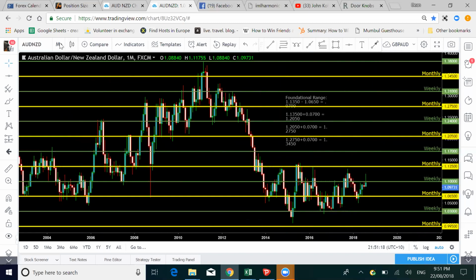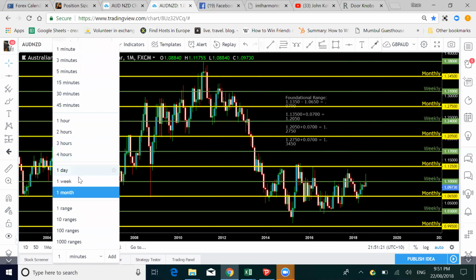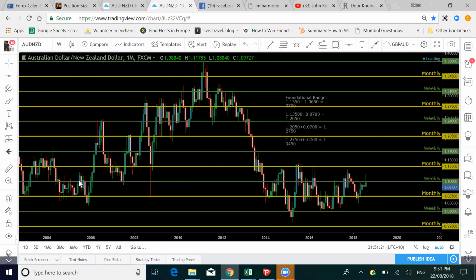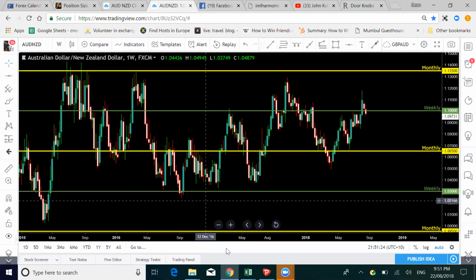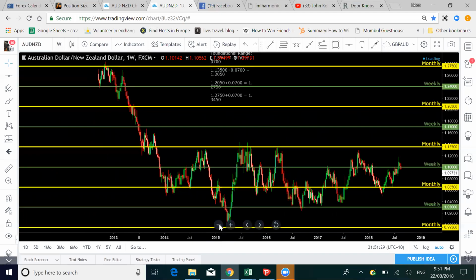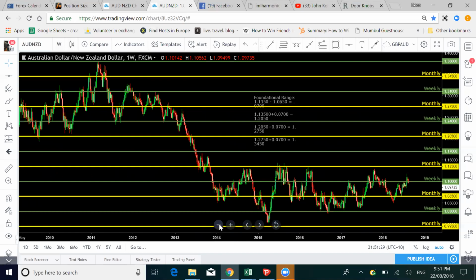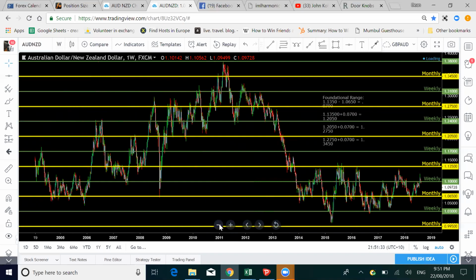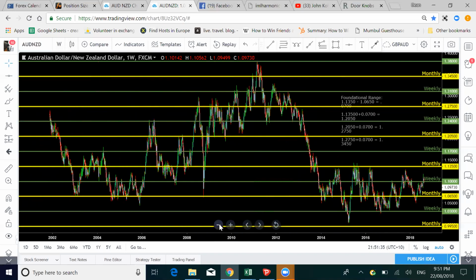So let's go to a weekly. Now, we shouldn't need to adjust any of our lines based on the weekly chart. It should just give us more confirmation that we've picked up a lot of those areas. So if we just zoom out a little bit, all the way back to the start of our chart, 2002, there we go.